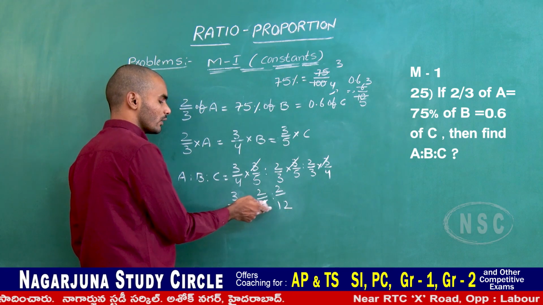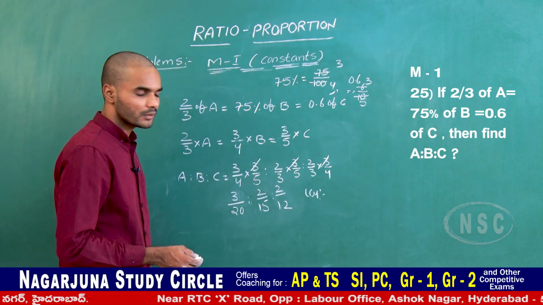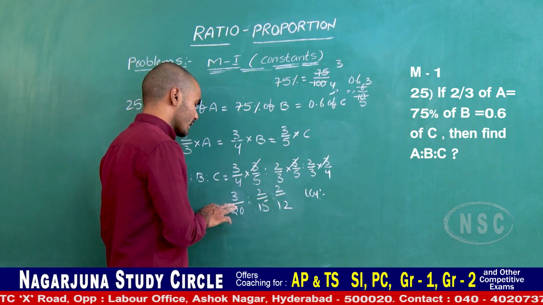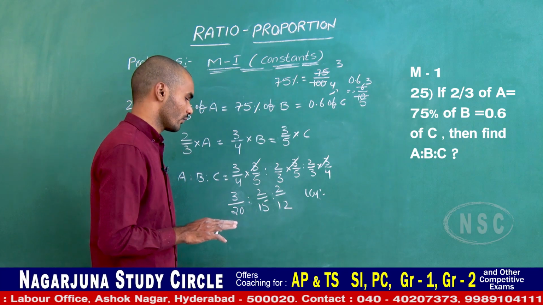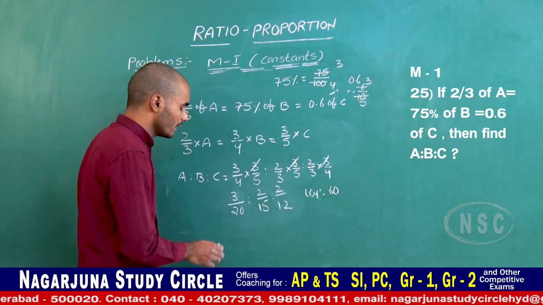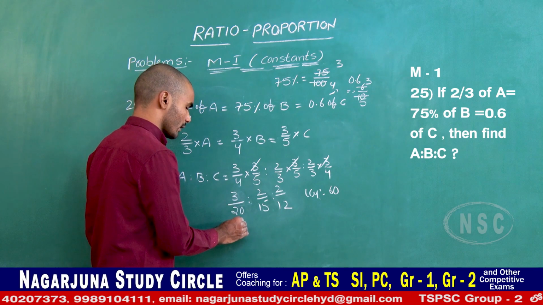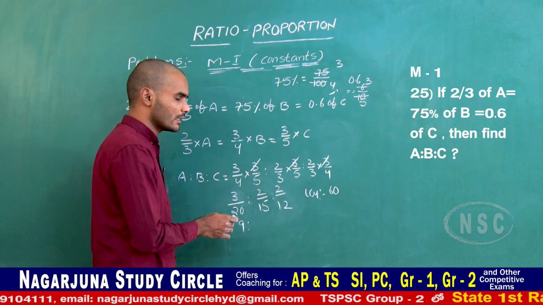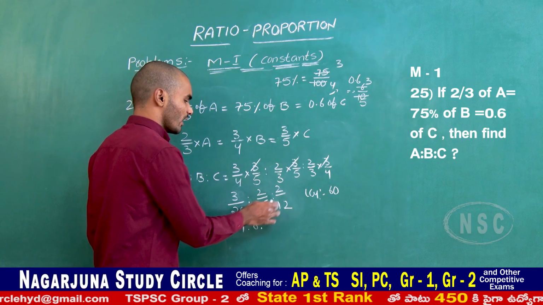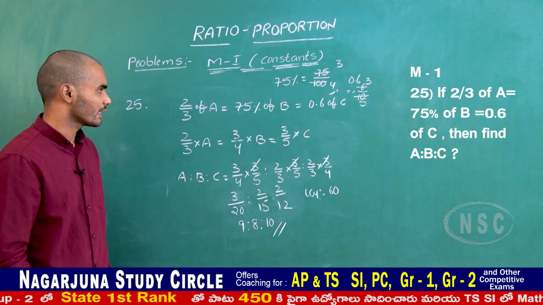The LCM of the denominators 20, 15, 12, we know how to calculate it quickly. We already discussed it in the LCM and HCF lessons. So the LCM of 20, 15, 12 is 60. 20 goes into 60 three times, 3 3s are 9. 15 goes into 60 four times, 4 2s are 8. 12 goes into 60 five times, 5 2s are 10. This is A is to B is to C: 9 is to 8 is to 10. This is the previous question. Okay.